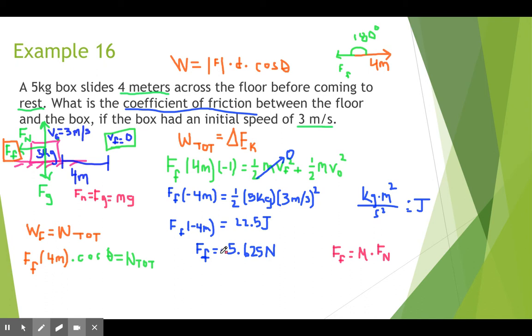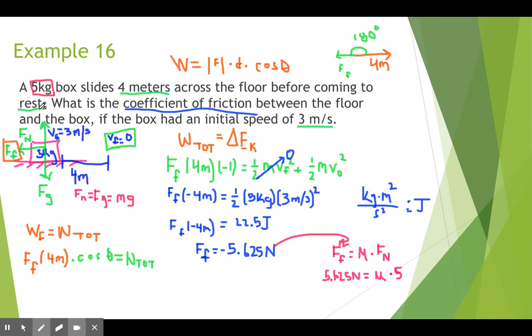Again, this negative sign only denotes direction for a force, so we're not going to include it when we're solving for mu. Mu can't be negative. So I'm going to plug in for the force of friction. I have 5.625 newtons is equal to mu, the coefficient of friction, what we're looking for, times our normal force, which in this case is mass times, we're going to estimate g to be 10. The mass is 5, not 4.